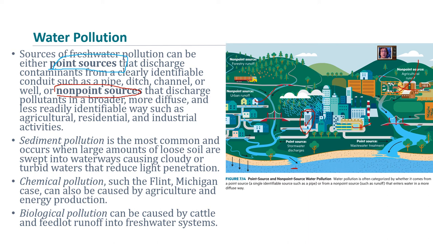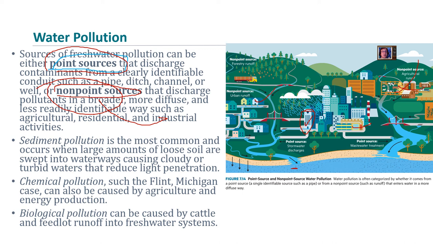Non-points are not. Non-points also come from cars and boats and planes because you can't definitively point to where the pollutant came from unless you see it actually coming out of a car. And that's why planes and cars have to pass inspection, so they're not leaking oils or producing certain contaminants that get in the air and then end up in water, because we have to see it happening at that moment.